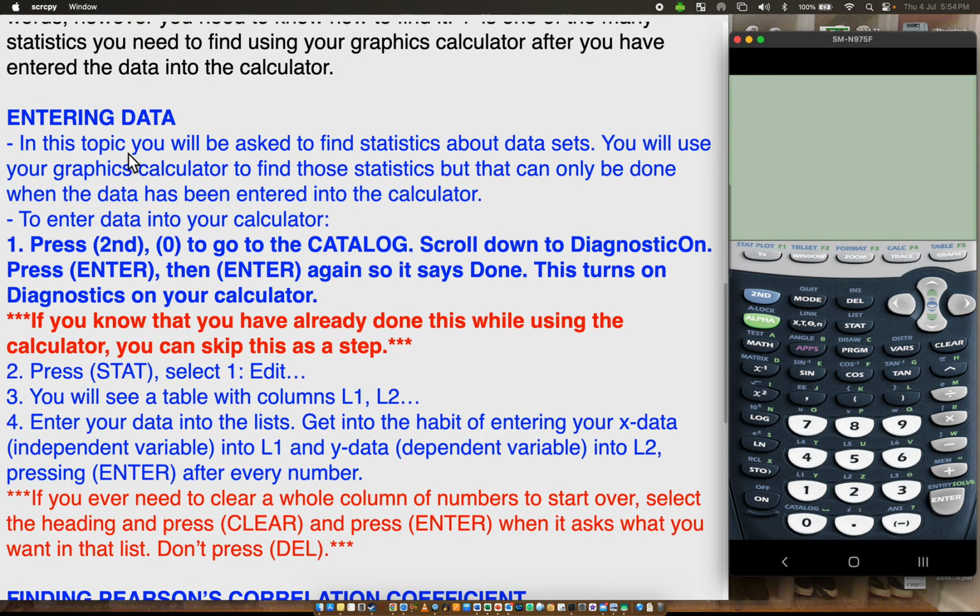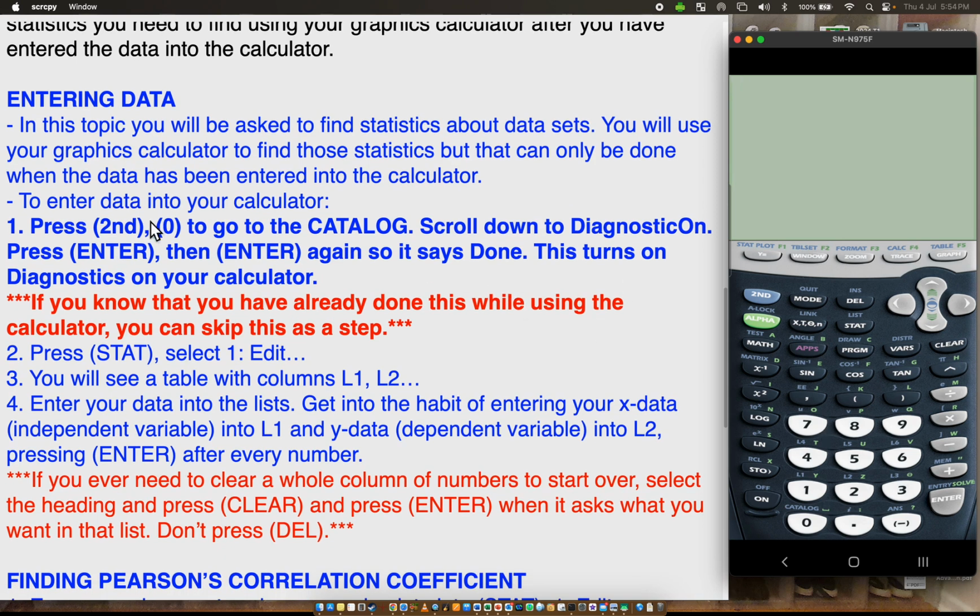So how do we enter data? In this topic, you're going to be asked to find statistics about data sets. You're going to use your graphics calculator to find those stats, but that can only be done when you enter data into the calculator. So how do you enter data into your calculator? Step 1 is not even entering the data. There's something that you need to do, which is to press second, which is the blue options, and press 0 to go to catalog, which you see in blue.